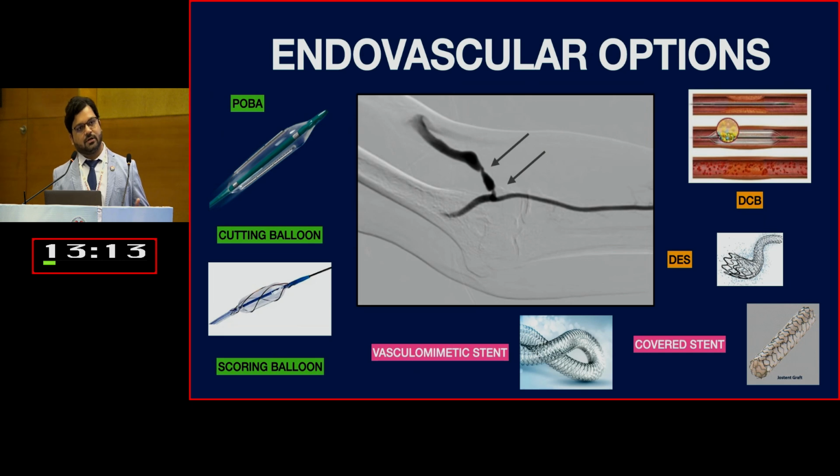We've seen the surgical options, we've seen the hybrid procedure. Me being a vascular surgeon, we also do a lot of surgeries and hybrid procedures. But since my talk is on endovascular options, there are multiple options to tackle this kind of stenosis. You can see in the image, it is a typical anastomotic stenosis, plus there are multiple stenoses in the vein also. So we have plain old balloon angioplasty, then we have cutting balloons, scoring balloons, stents. Most of the people have started putting vascular mimetic stents into the failed fistulas. We have the drug-coated balloon, drug-eluting stents, even covered stents.